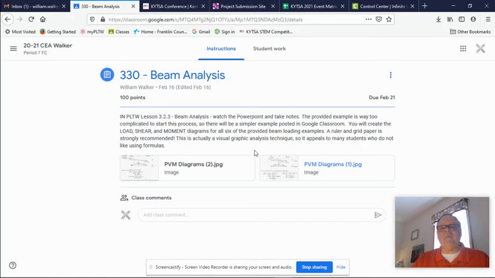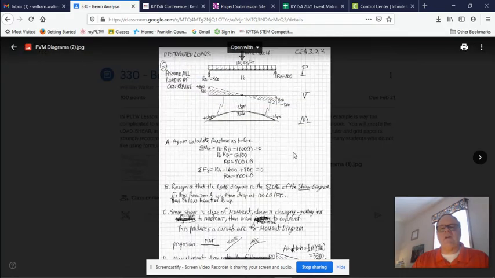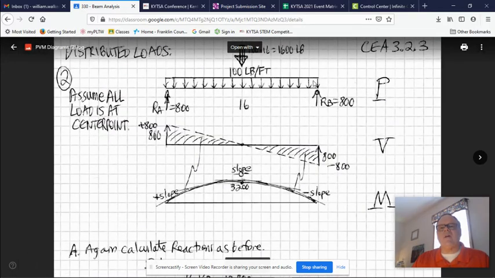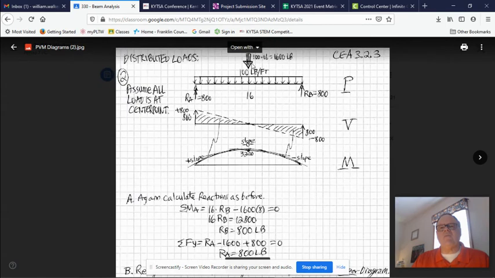Now, the second type of load you're going to come up on is a distributed load that's all the way across, 100 pounds per foot. Well, since this is a 16-foot beam, we multiply 16 times 100. We can represent this load as a single load in the middle of 1,600 pounds simply for the purpose of doing the equilibrium equations. After that, we don't use it anymore.